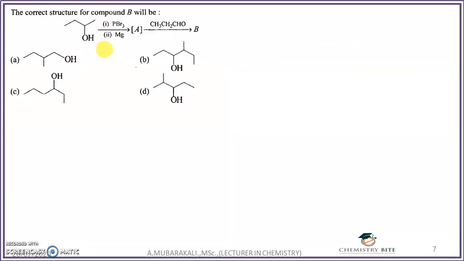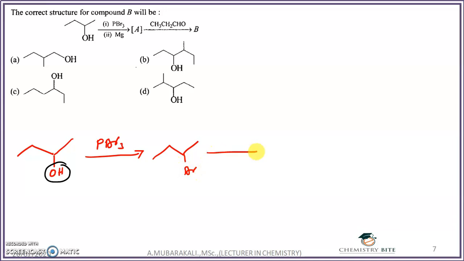Next, the correct structure of compound B. I'm starting with the alcohol. Here they have given a secondary alcohol. First of all we react it with phosphorus tribromide. What is the role of phosphorus tribromide? Phosphorus tribromide will replace the OH with Br. Wherever OH was there, in that place I have written the Br. I got 2-bromobutane.